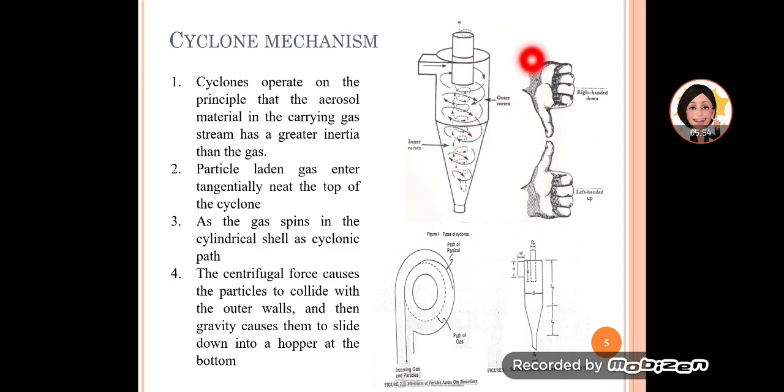If you can see, it's a right-handed spiral downwards, and as the particles spiral down, they are expected to hit the walls of the cyclone and then slide down to the bottom to be collected. The gas, once it hits the bottom of the cyclone, will spiral upwards in a reverse direction and leave the cyclone. So this is the pathway of the particles: it hits the wall and follows the wall direction, whereas this is the pathway of the gas, where it is directed like a cylinder.